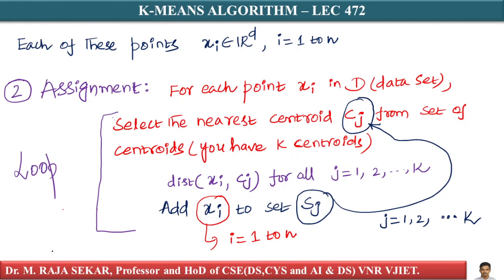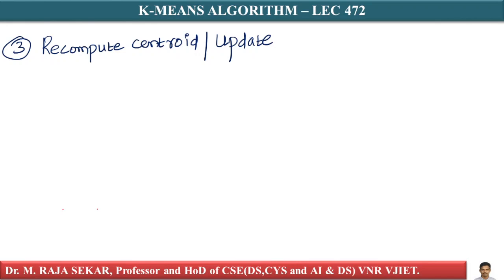Now, in the recompute centroid stage, this is step 3. What you will do is recalculate the centroids. This is also called the update stage. You recalculate, recompute, or update your centroids. You update your Cjs. Which one are you updating here? You are updating Cj, isn't it? How will you update?